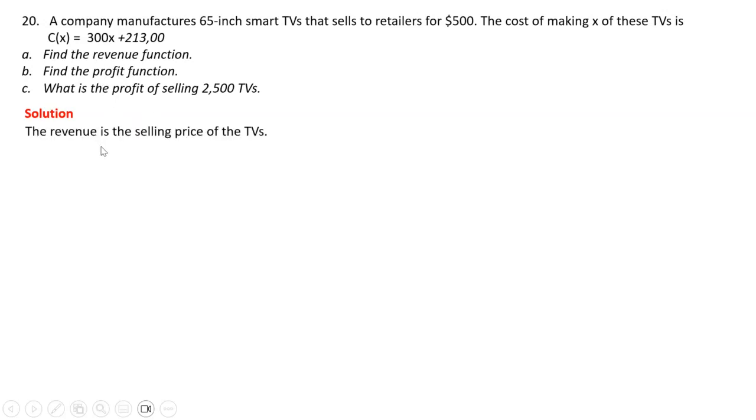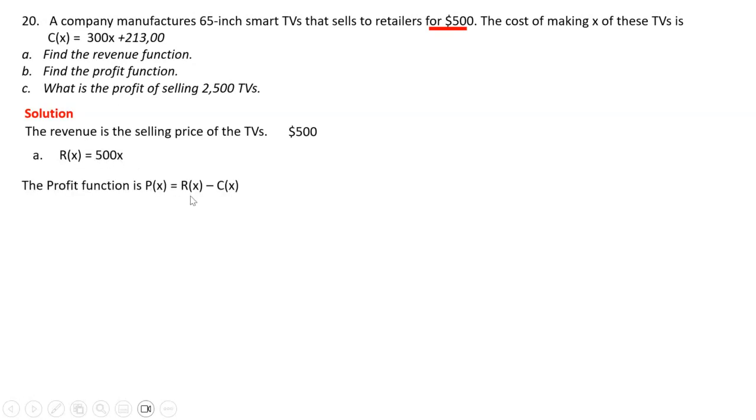Solution, guys. So the revenue is the selling price. So the selling price is 500. So it's going to be R of X equals 500X. A mistake that students make is that they don't put R of X. They just put 500, which is wrong, because you're looking for the revenue function, which has to have the R of X. So this is the revenue function. R of X equals 500X.